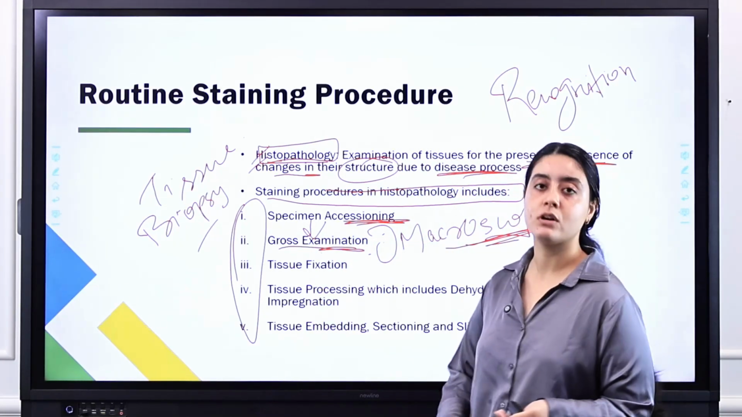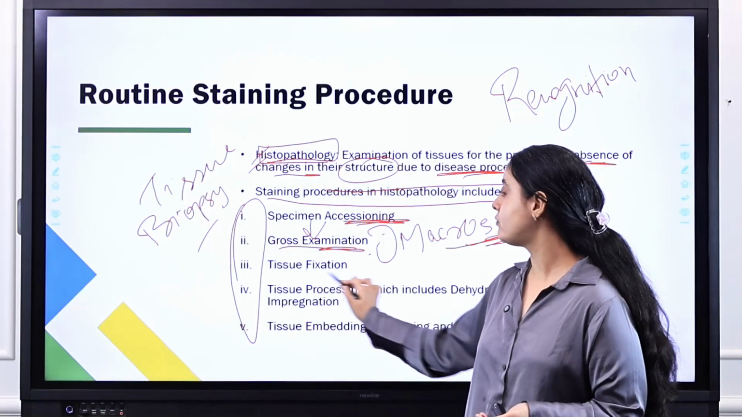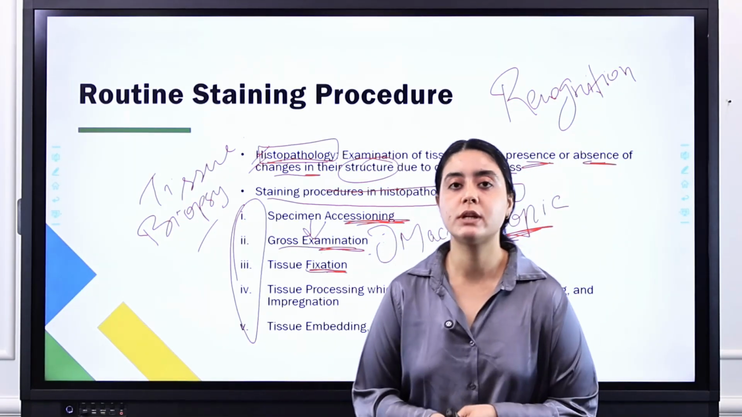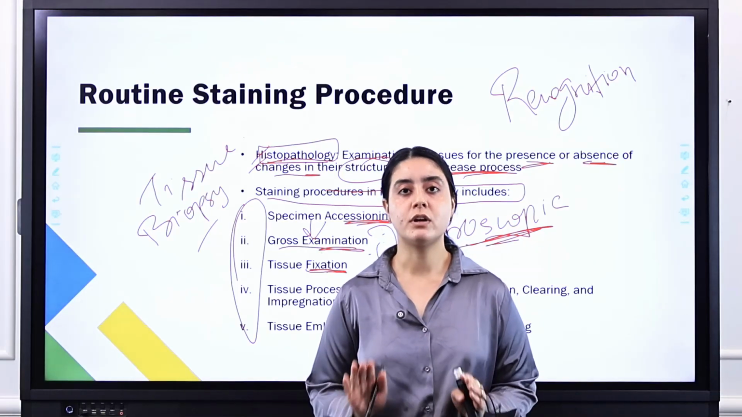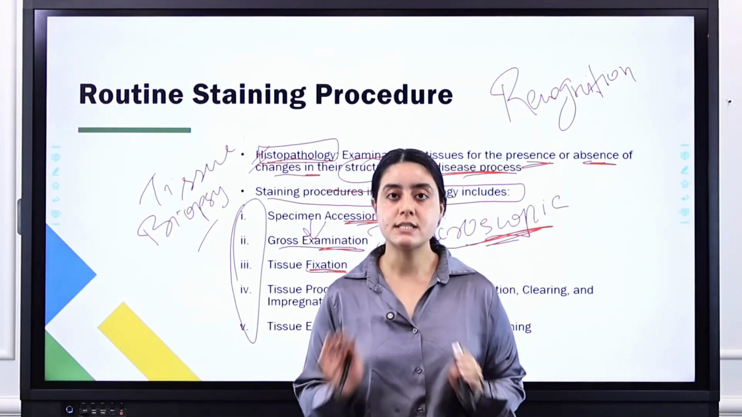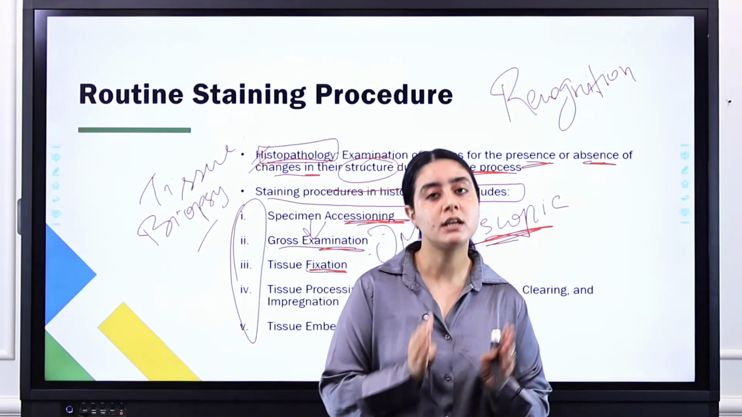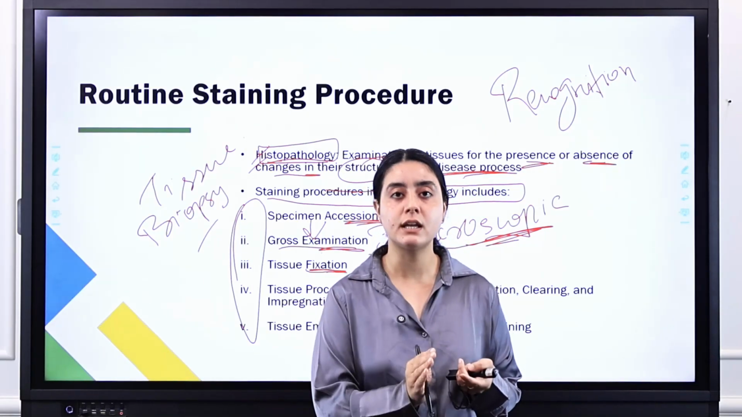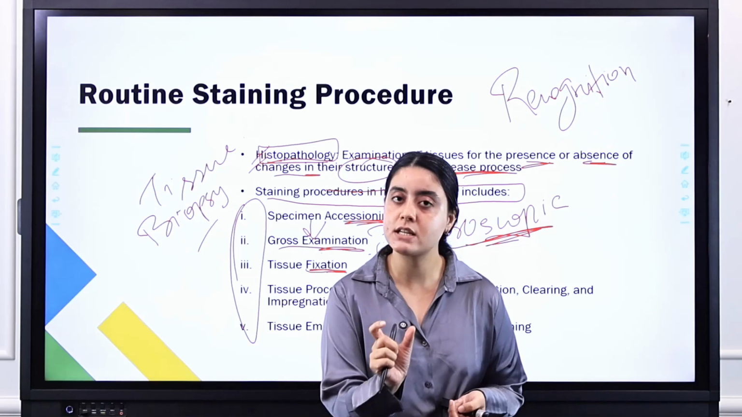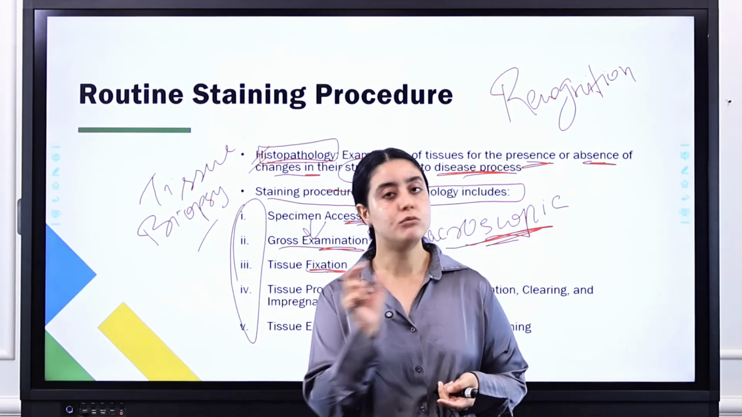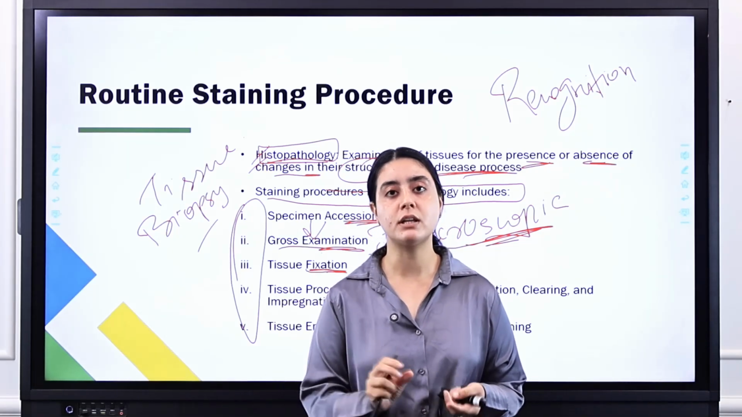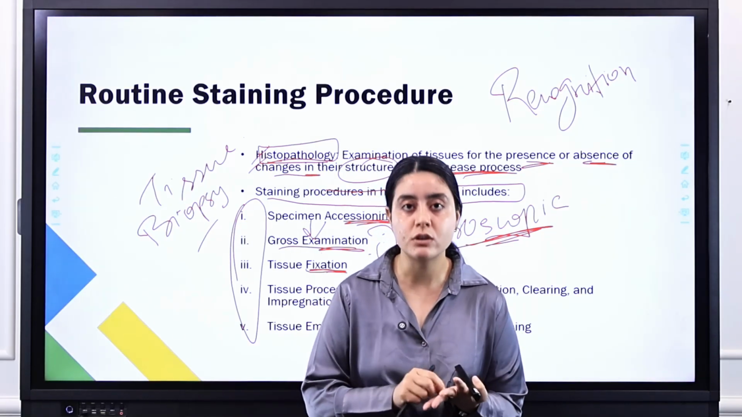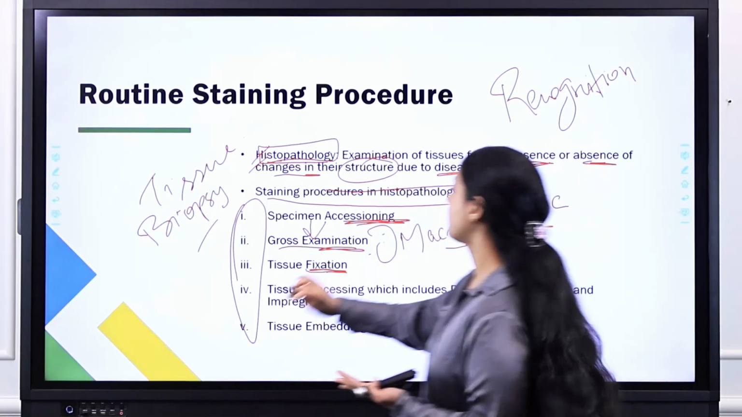Now after the gross examination there is a step, tissue fixation. What is tissue fixation? So students, any staining you are going to perform, either pathological or microbiological, the initial step before the staining is the fixation. Fixation is a very important step. Whatever sample you have received in the laboratory, first you have to make a slide and fix your sample. Okay, like this.